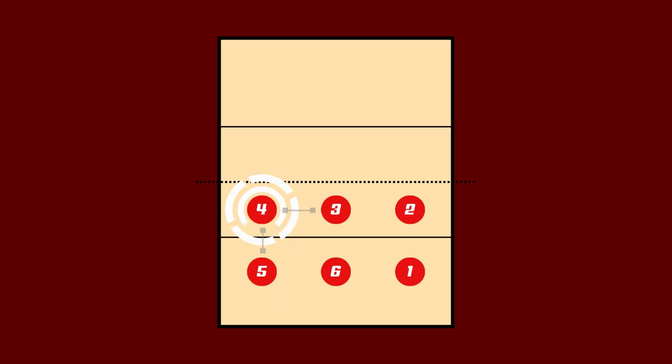4 will have to stay in front of 5 and to the left of 3. 3 is bounded in the middle by 4 and 2, while staying in front of 6. And lastly, player in 2 will have to stay to the right of the player in 3 while staying in front of the player in Zone 1.